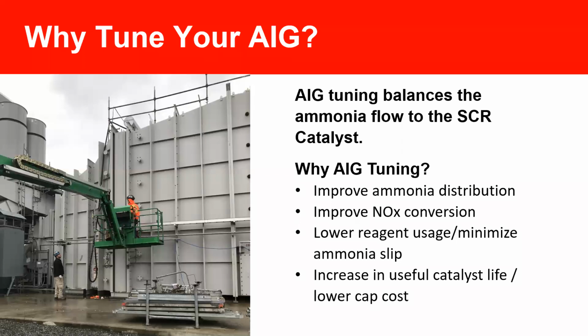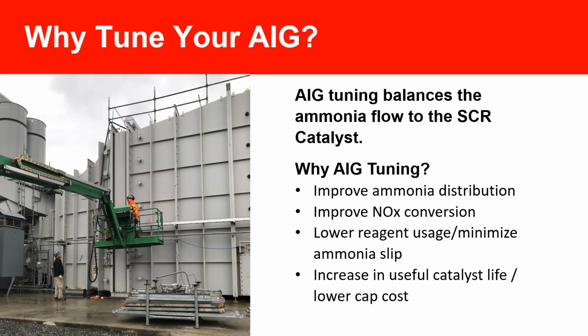It's very common and quite possible that both of these issues are happening in your unit, to your SCR and your AIG, at the same time. There are some areas of the catalyst that are using too much and some that aren't getting enough. Tuning will properly address both of these problems in 4 ways. First, it'll lower your ammonia usage by minimizing slip. It will increase the useful catalyst life, in turn lowering your capital cost. It'll improve your ammonia distribution. In doing so, you're going to improve your NOx conversion as well.